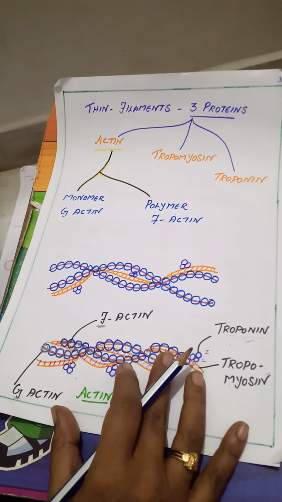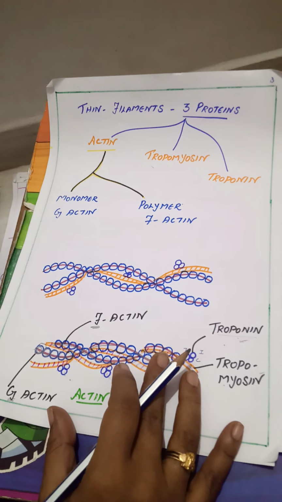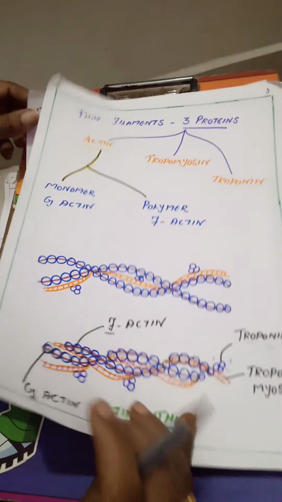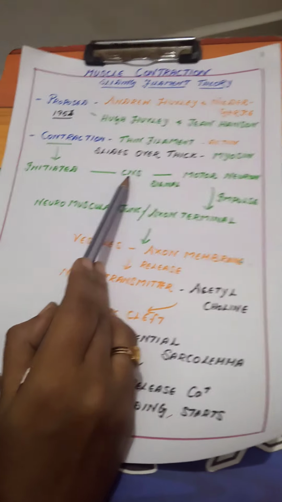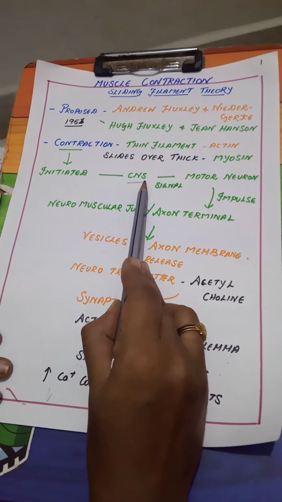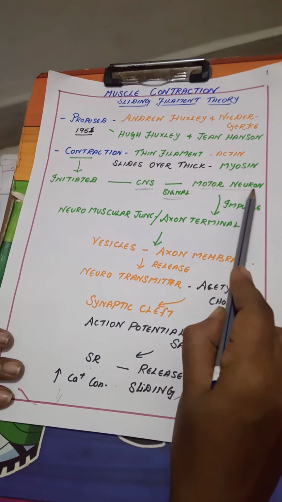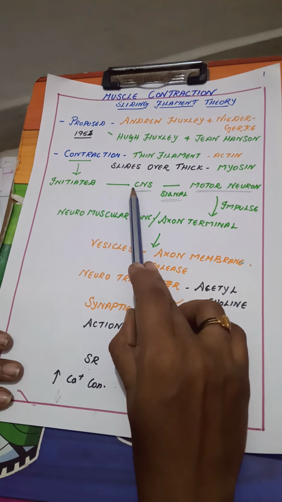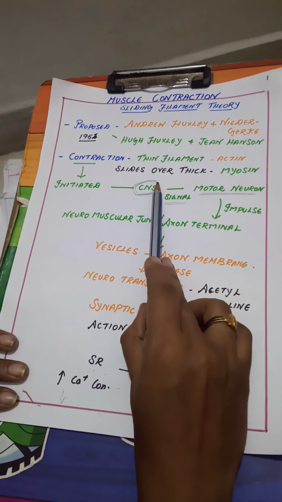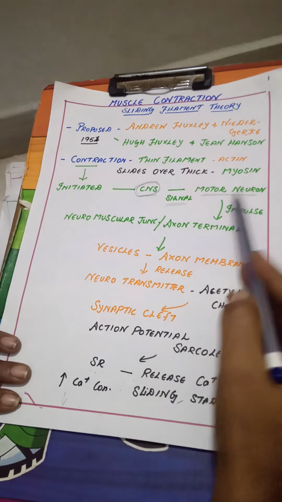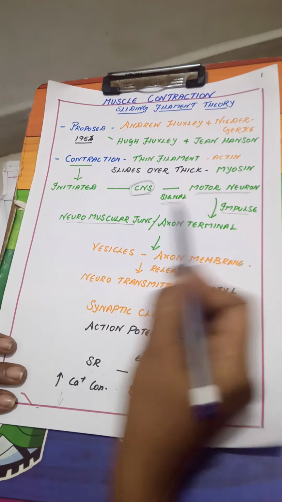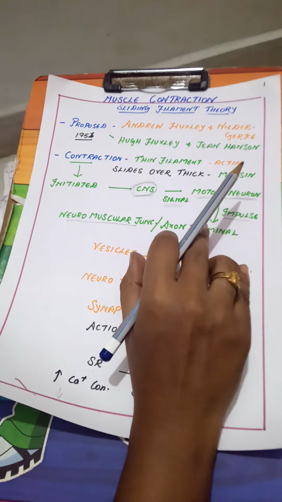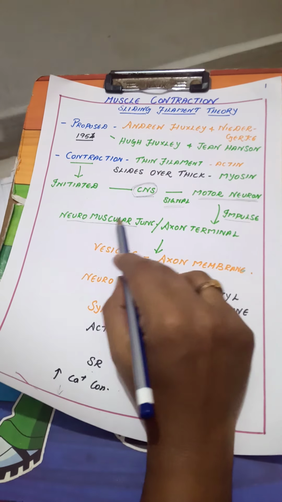Okay. Next we'll see how the contraction takes place. The contraction of the skeletal muscle fiber is initiated by an impulse transmitted by the CNS, the signal that passes from the central nervous system to a motor neuron. When the impulse reaches the terminal portion of that motor neuron, the axon terminal, that is the neuromuscular junction.